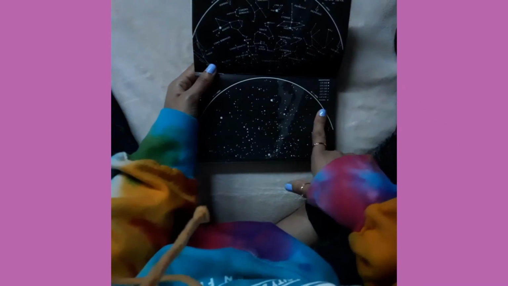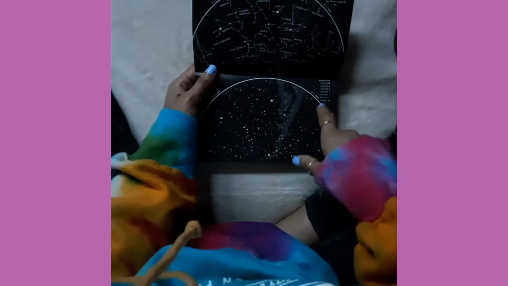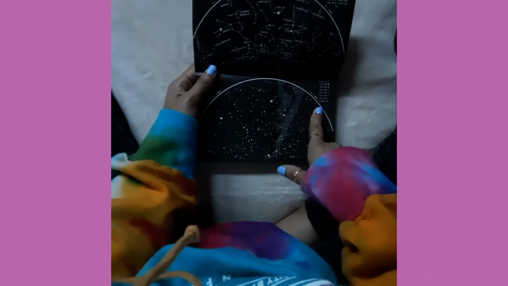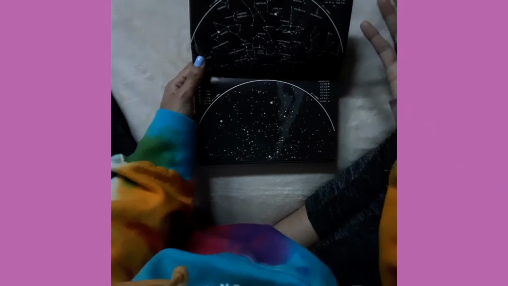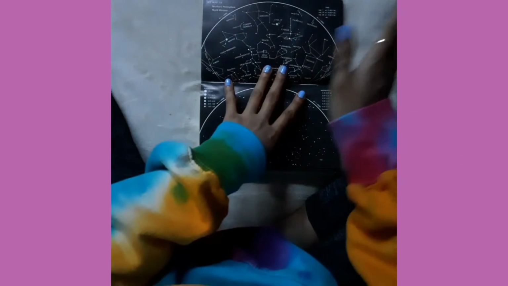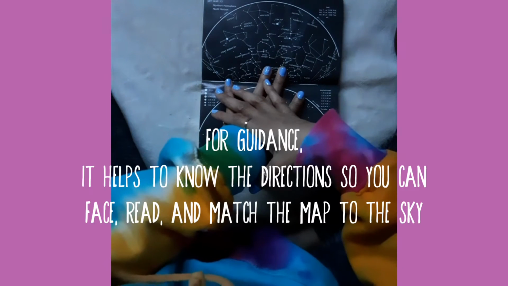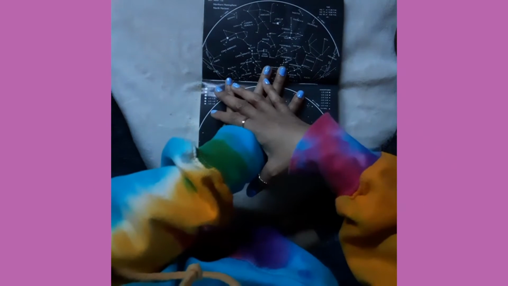So now I'll explain the magnitudes. Another thing that would help is knowing that the sun rises in the east and sets in the west.